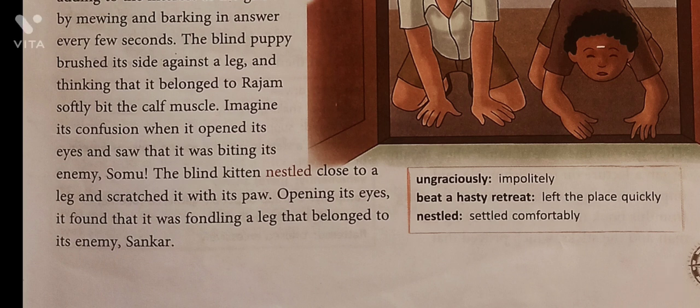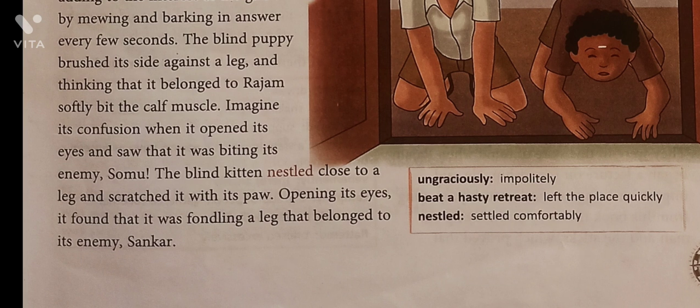So now Mani and Swami are in a big shock, because they are in their friend Rajam's house, and in that house they have seen their enemies, Somu and Shankar, whom a while ago they were planning to beat. And now the enemies are sitting in front of their eyes while they are playing this immature play of blind puppy and blind kitten.